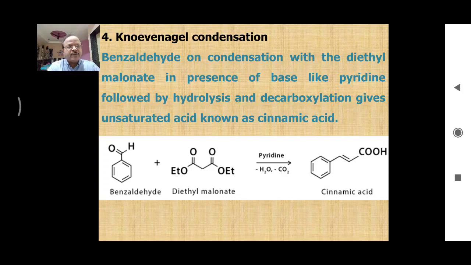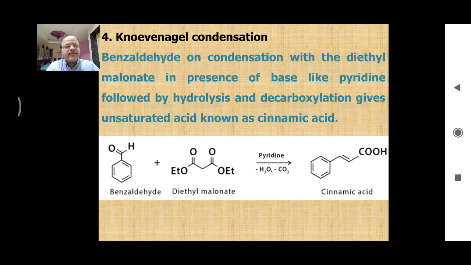it gives the product which on hydrolysis followed by decarboxylation gives the unsaturated acid, and here the specific name of this acid is cinnamic acid. So this is the reaction. Benzaldehyde reacts with diethyl malonate in presence of this pyridine base, then there is dehydration followed by decarboxylation that results in the formation of cinnamic acid, which is an unsaturated acid.